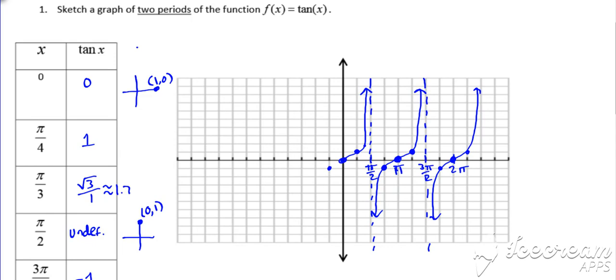So it would continue on this way. So you see your asymptotes actually occur every pi units, or every pi radians. And that's important to note because the period for tangent is not 2 pi.